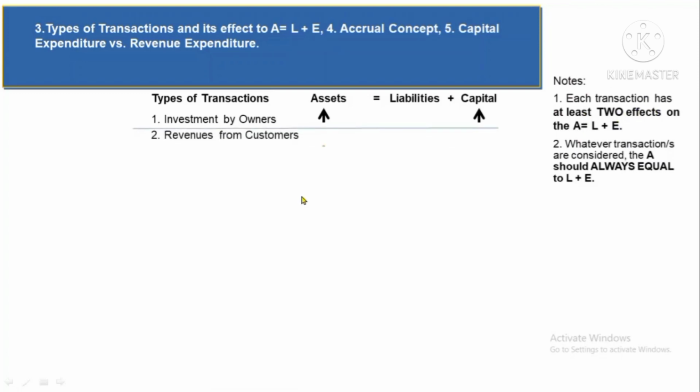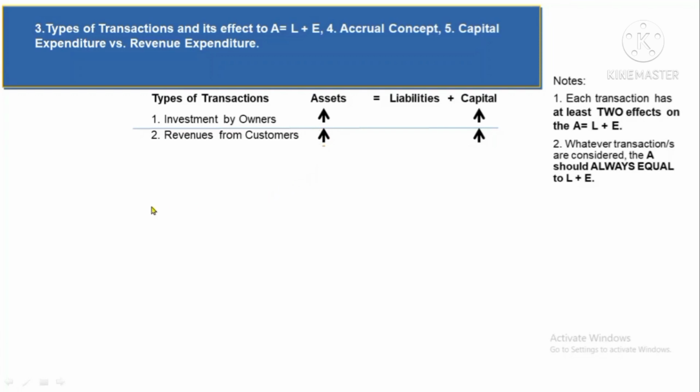Another is we have revenues from customers. If we receive revenues, not only the capital account will increase, but our assets will also be added. Example is, we increase our cash if the customers avail of our services or our products. But take note of this. Even if the customers do not pay yet, so long as the services or products have already been delivered, we still increase our capital because of revenues, and we increase the assets not by way of cash but by receivables.